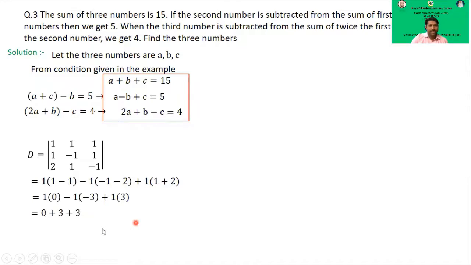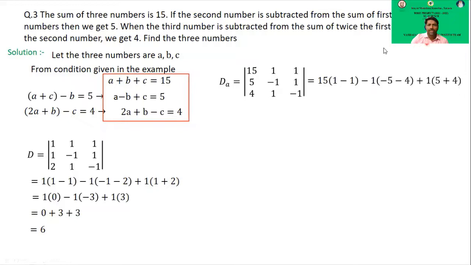This is how the expansion will be, and the value of D is 6. dA is 15, 1, 1, 5, minus 1, 1, 4, 1, minus 1. So the value of dA is 15 into (1 minus 1) minus 1 into (5 minus 4) plus 1 into (5 plus 4). So this is 15 into 0, minus 1 into minus 9, plus 1 into 9. So 9 plus 9 is 18. So this value is 18.